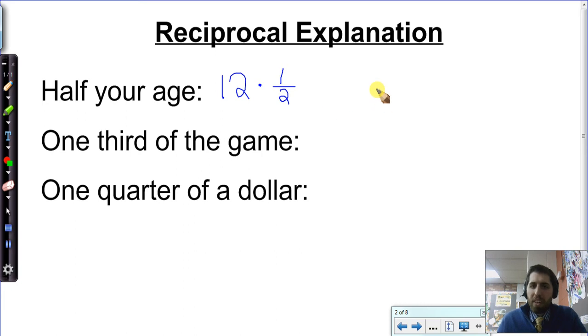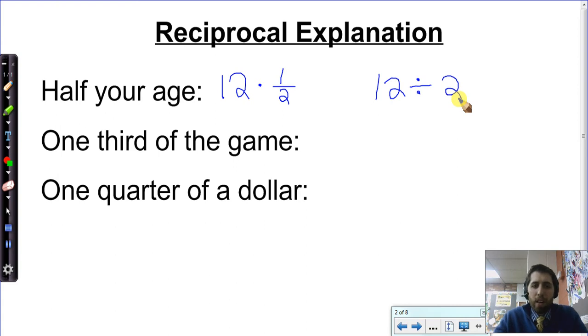But a lot of people are going to say, well, half of my age, I'll just take my age and divide by 2. So I want you to see that. We've got 12 times 1/2 or 12 divided by 2. We're going to see if we can find a pattern.